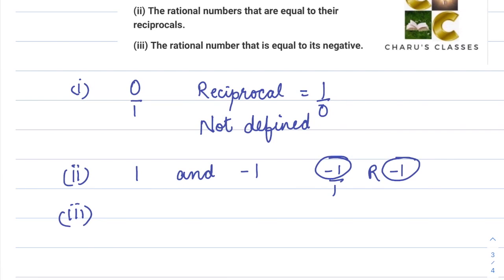Third part, the rational number that is equal to its negative. So the number that is equal to its negative, that number is 0. No other number is equal to its negative. This is the only rational number that is equal to its negative.